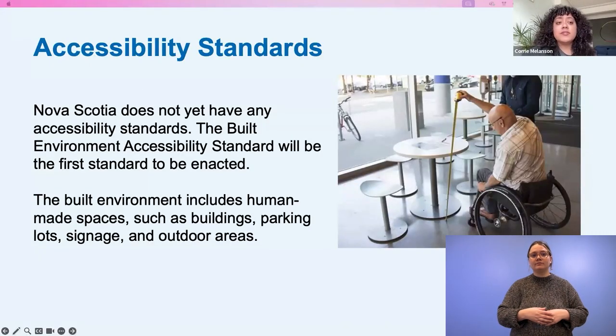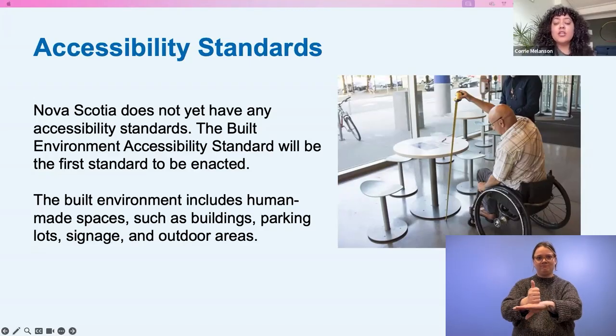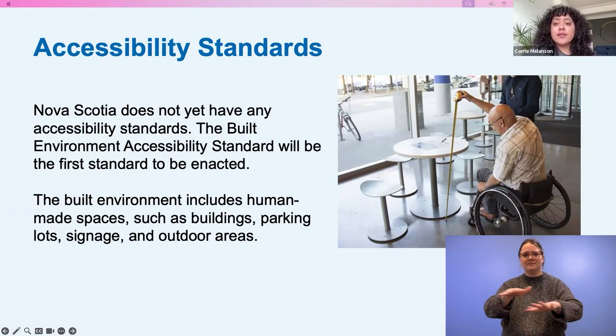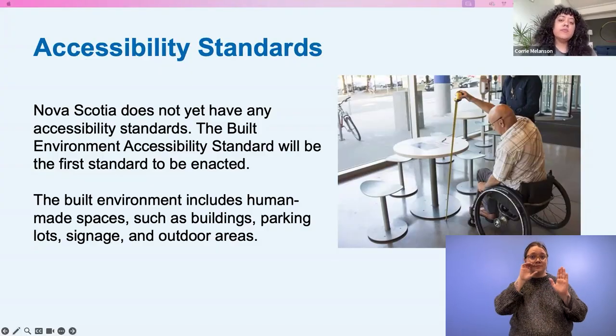Nova Scotia does not yet have any accessibility standards. The built environment accessibility standard will be the first standard to be enacted. The built environment includes human-made spaces such as parking, buildings, signage, and outdoor areas. On the slide, there is an image of a man in a wheelchair measuring the height of a small meeting table.